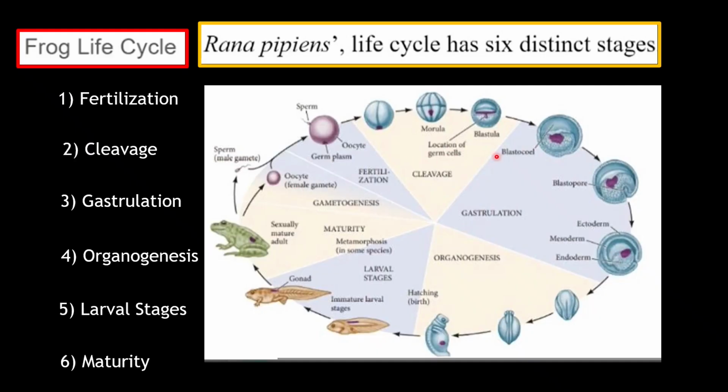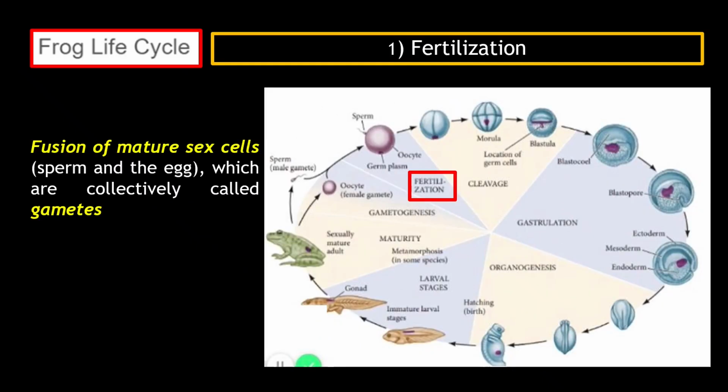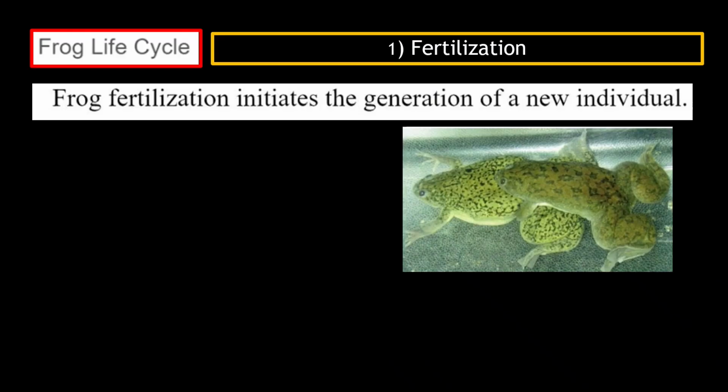And here are all the stages, taken from the diagram found in your textbook. The first stage is fertilization. Here you can see the sperm and the oocyte fuse together, and these mature cells get together and fuse to form a zygote. So here is the process of reproduction.